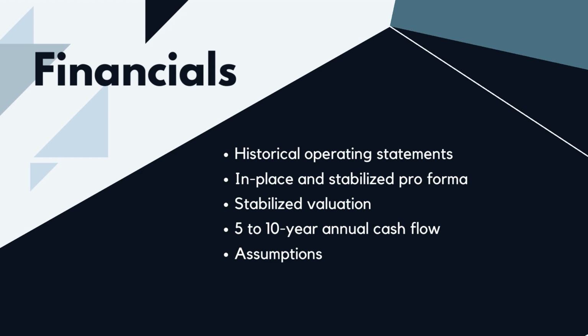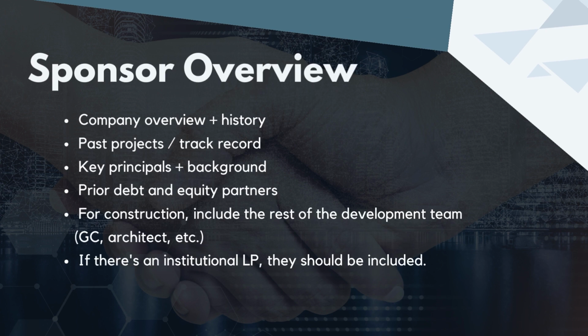And then section 9 would be the sponsor overview: company overview, their history, past projects, track record, key principals and background, prior debt and equity partners. For construction, include the rest of the development team, GC, architect, and those type of team players. If there's any institutional LP or limited partners, that should also be included. Any of the general partners that are minority owners, they own a smaller percentage, we should include them as well.